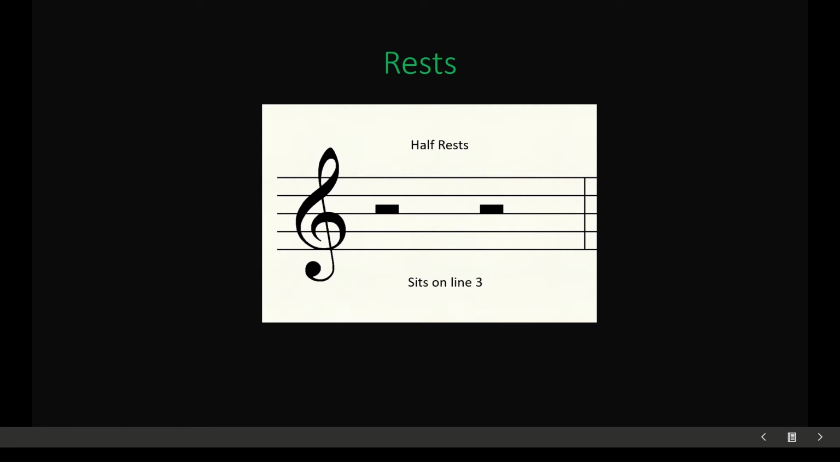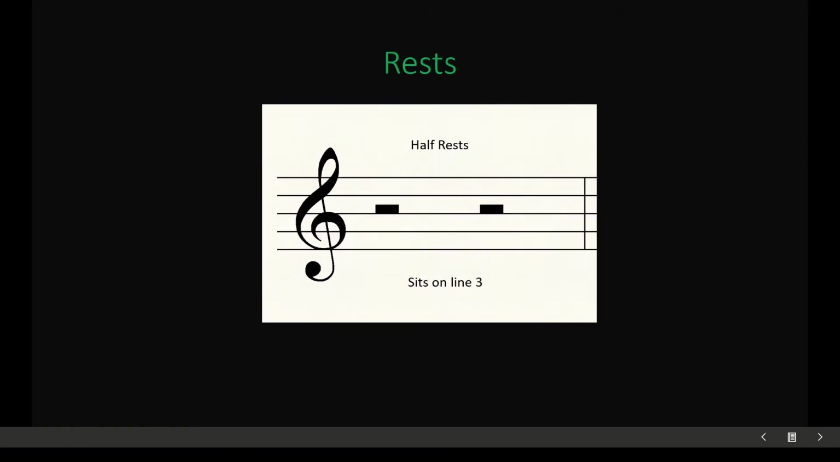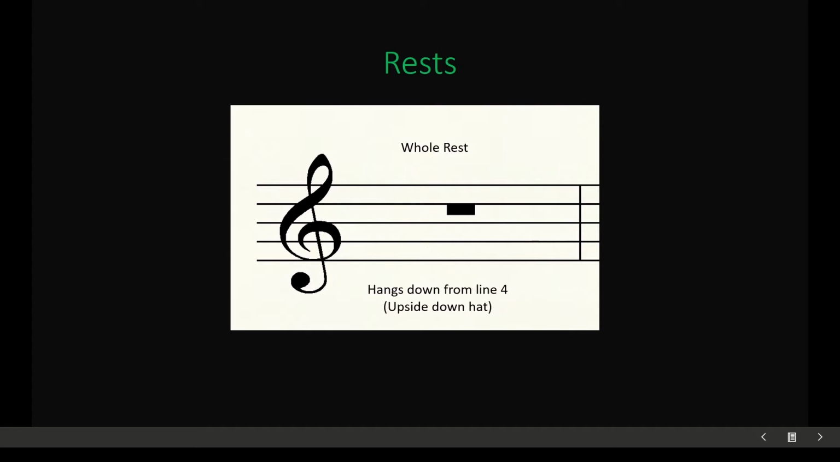And I used to tell my students a joke to differentiate the half rests, as you see here, how it sits on line 3, compared to the whole rest, which hangs down from line 4. The way I used to differentiate the whole rest from a half rest to my students is, think of it like a bowling hat. The half rest is like a hat that's resting, okay? So half hat.